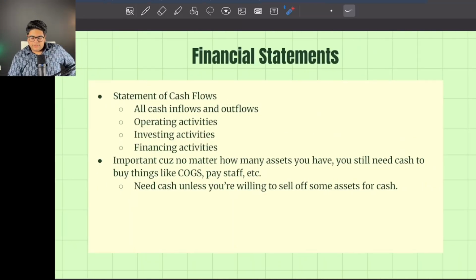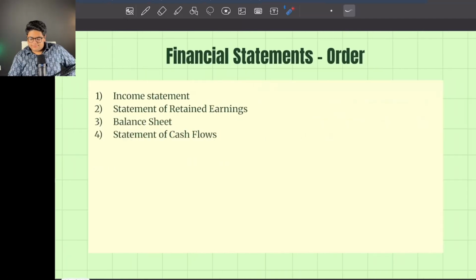Next up, we have the statement of cash flows. So these are all cash inflows and outflows. We have the operating activities, investing activities, and financing activities. And this is important because no matter how many assets you have, you could own tons of buildings, tons of inventory, a lot of assets in your corporation, you still need cash to buy things like COGS and pay staff, etc. If you don't have cash, then you won't be able to function as a business. And unless you're willing to sell off some of your assets for cash, you need to have cash. Again, we'll be going a bit more into this in the actual cash flows chapter. There are some caveats to the statement that I made, and you can stay tuned for that chapter.